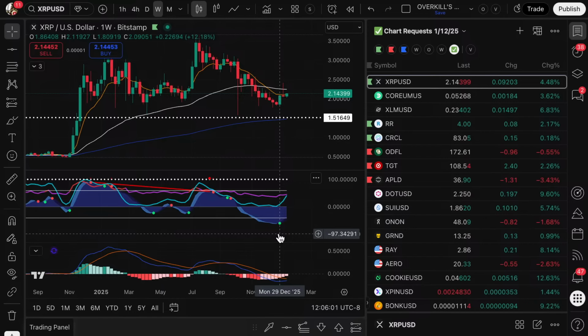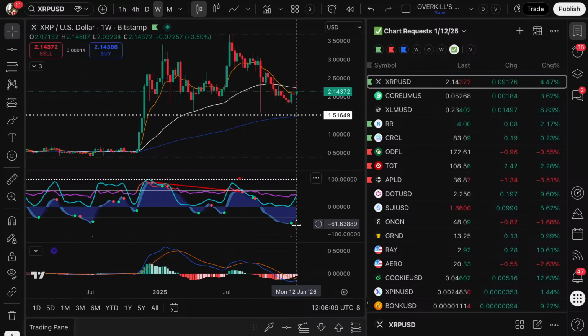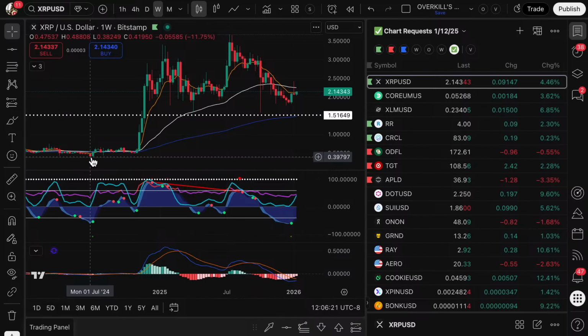We should be clapping. We should be having a good time, right? People should be having fun right now, okay? Because this move is just getting started. These signals don't come around every day, folks. The last time XRP got a green dot with the blue wave all the way down here below our white line on our indicator was back in July of 2024, about a year and a half ago. XRP was at 43 cents. It went all the way up to 350.